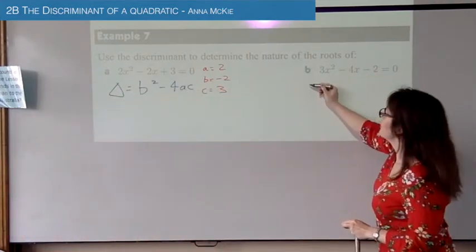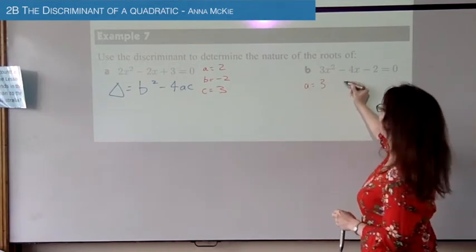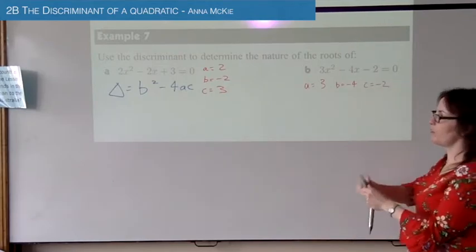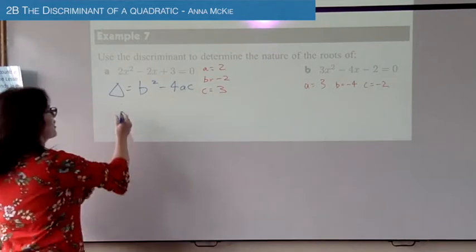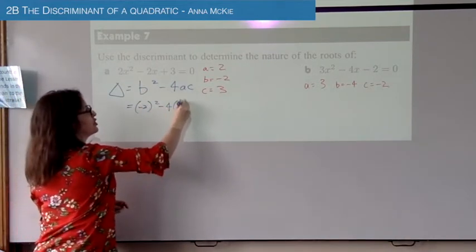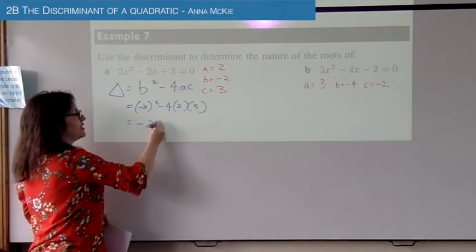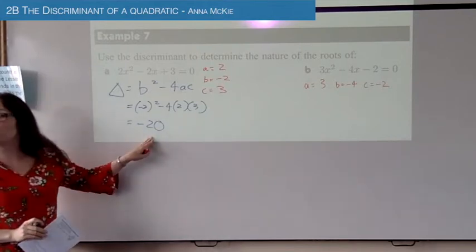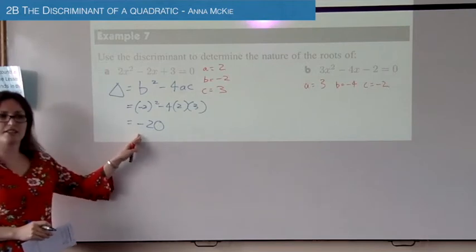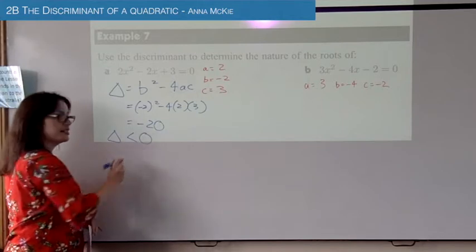Sometimes it's handy to write them directly underneath. We've got a is 3, b is -4, and c is -2. So working out the discriminant for this one, substitute in -2 squared, take 4 times 2 times 3, and that gets us -20. Doesn't matter how big or small the number is, all we're interested in is the sign. Is it a positive or a negative number? It's negative, so we say the discriminant is less than 0.